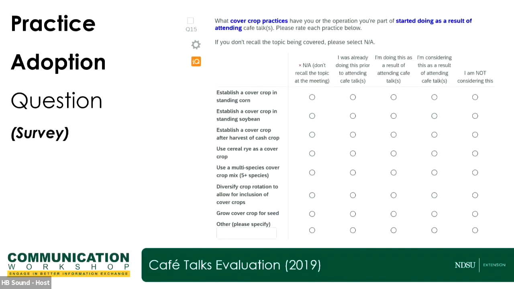Another thing we did with this question, Jean, was that because we had both farmers and consultants attending our meetings, we broke this question into two parts. So we had them answer if they were a farmer or a consultant. If they were a farmer, they got asked this question: were they adopting these practices as a result of attending the cafe talks? If they were a consultant, they got shifted to another part of the survey where they were asked, are you recommending these specific practices as a result of attending?